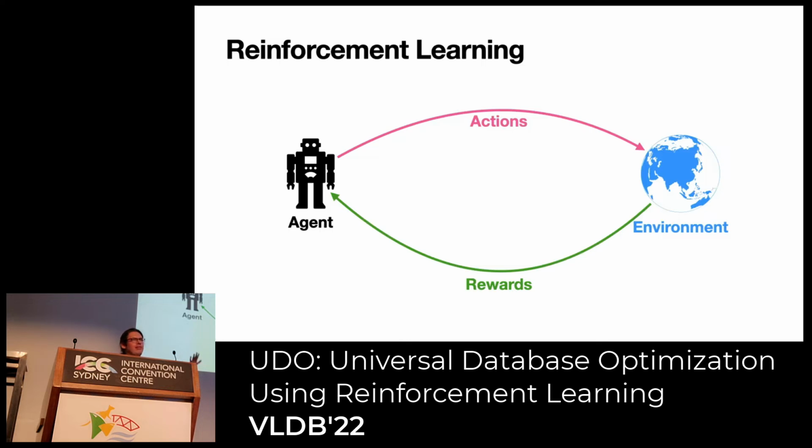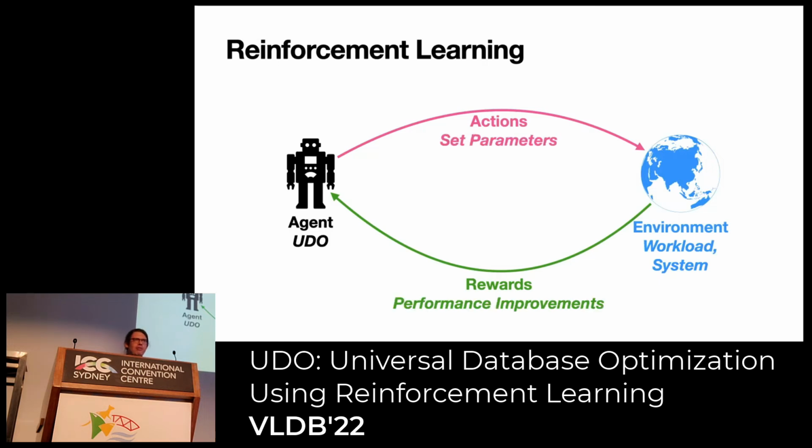Now, mapping this generic scenario of reinforcement learning to the problem that we have here, the agent is, of course, the UDO system, actions are associated with changing parameter values, and the environment is characterized by workload and by system properties. The reward values are representing performance improvements according to the user-specified performance metric, comparing the current configuration against the default settings.